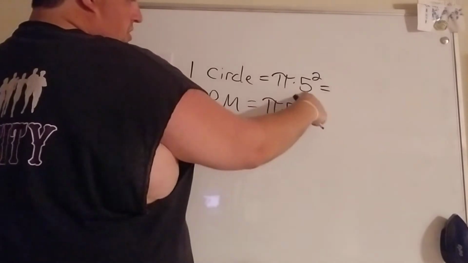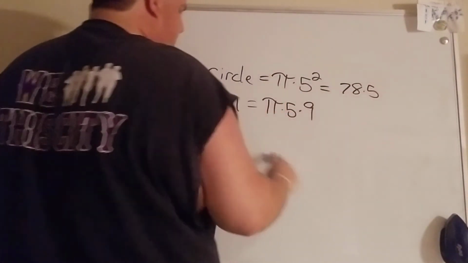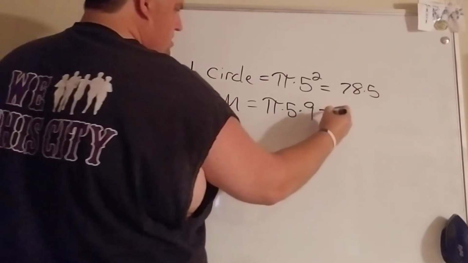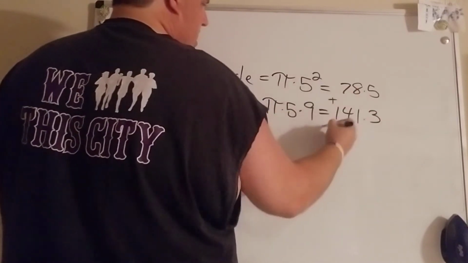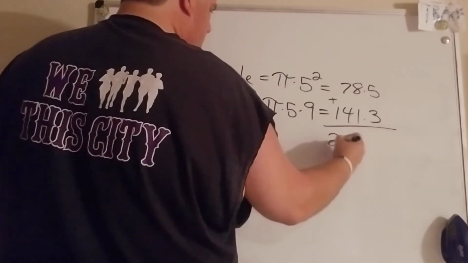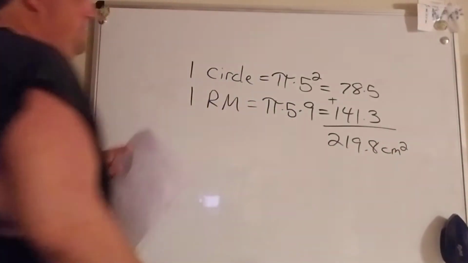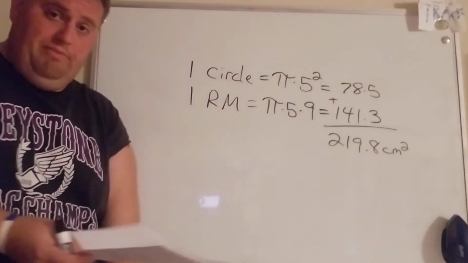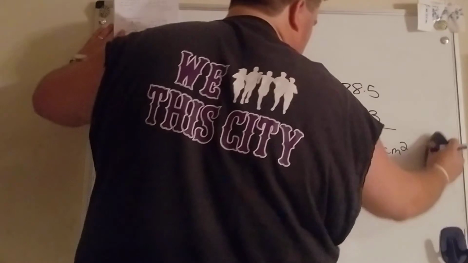So for the circle, pi times 5 squared, I got 78.5. For the round middle part, I got 141.3. And I added those up, and I got 219.8 centimeters squared. And that is my cone. Super. All right, and then 23 is the pyramid.